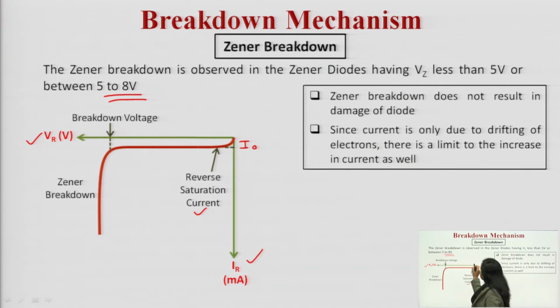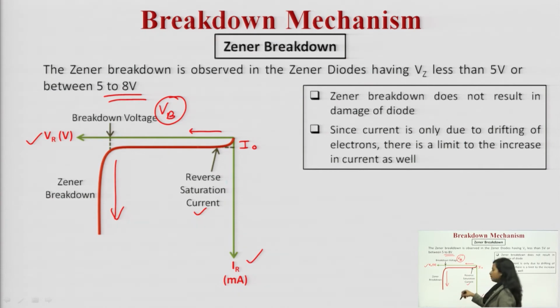When you keep increasing the voltage, then what will happen? At a certain point, breakdown will occur, and this particular voltage is generally denoted as VB. So, this is the Zener breakdown. You can see that after this voltage, the current increases sharply. This is the ideal characteristic, but if you would like to draw the practical curve, there will be a very slight slope over here.